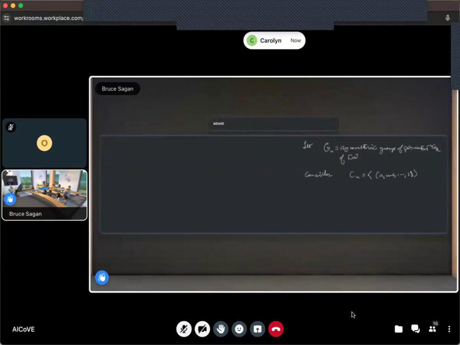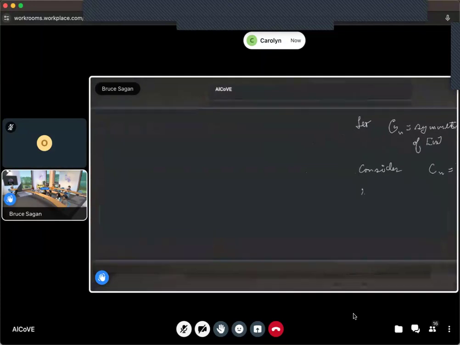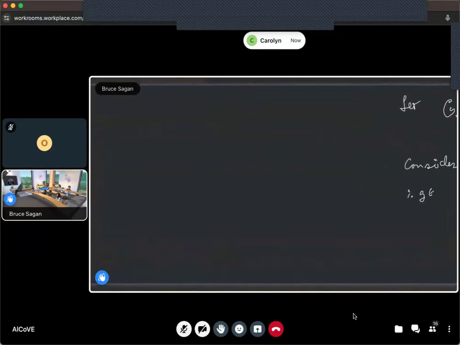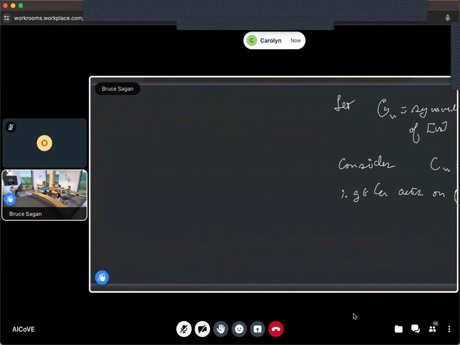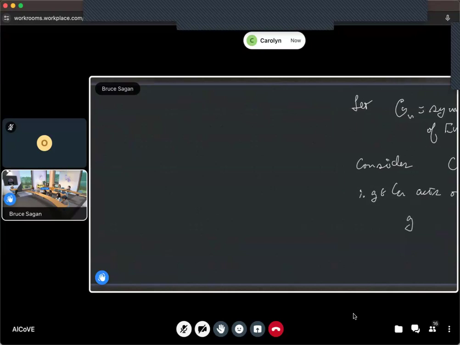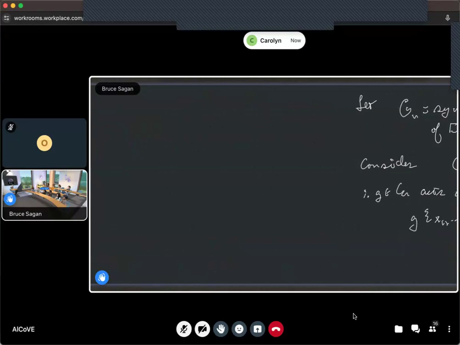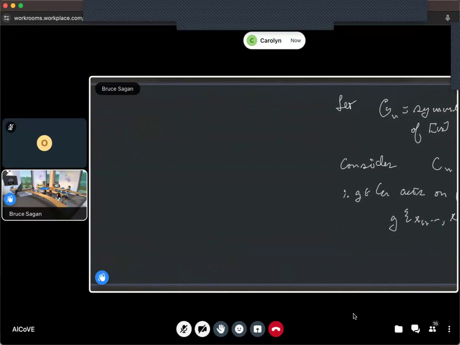Well, then G in Cn acts on elements of brackets n choose k, so the k-element subsets of 1 through n, in the kind of obvious way. If I want to act with G on a set, I just apply G to each of the individual set elements.